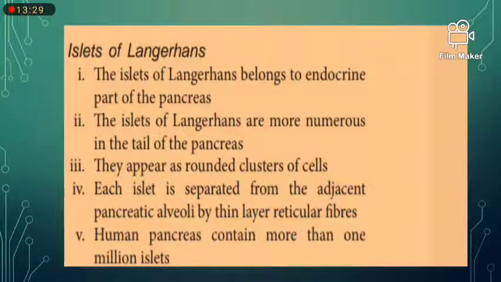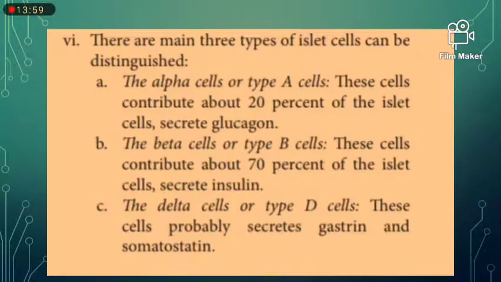Islets of Langerhans. It's a very important part regarding endocrine secretion. The islets of Langerhans belong to the endocrine part of the pancreas. The islets of Langerhans are more numerous in the tail of the pancreas. They appear as rounded clusters of cells. Each islet is separated from the adjacent pancreatic alveoli by thin layers of reticular fiber. Human pancreas contains more than 1 million islets.